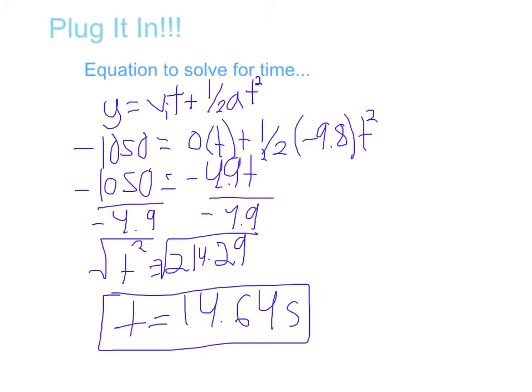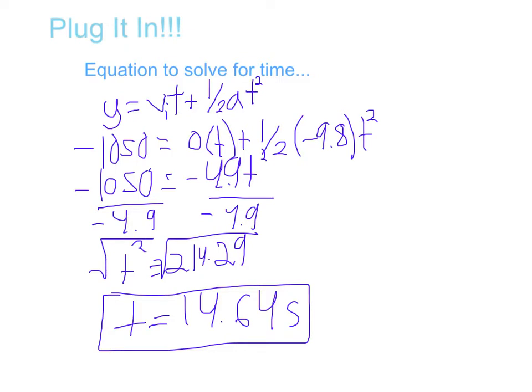Next, you just have to write down the equation and plug it in. So we have our equation to solve for time, which is y equals the initial velocity times the time plus 1/2 the acceleration times time squared. Remember from our given information, y equals negative 1,050. Our initial velocity was 0 times the time, which we don't know, so we're just going to leave that as t, plus 1/2 acceleration, negative 9.8, and we don't know the time, so we're going to leave that as t squared. Then you just follow the steps of algebra to solve for time.